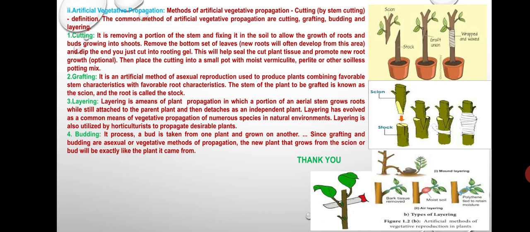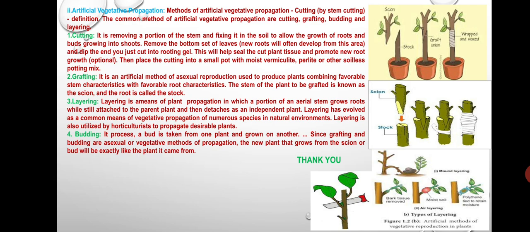Layering is a means of plant propagation in which a portion of an aerial stem grows roots while still attached to the parent plant and then detaches as an independent plant. Layering has evolved as a common means of vegetative propagation of numerous species in natural environments. Layering is also utilized by horticulturists to propagate desirable plants.